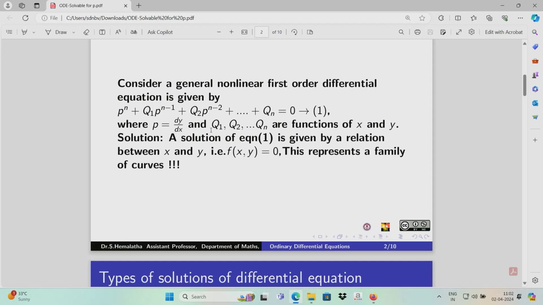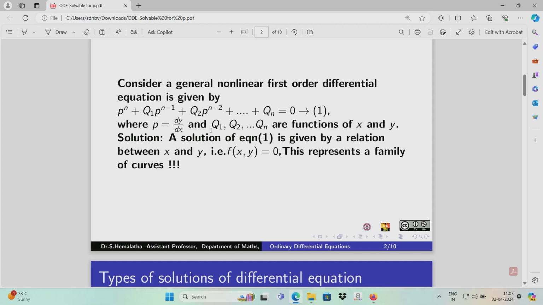Now, when we have to solve such equations, what do we mean by a solution? The solution of such an equation has to be free from differential terms, that is, a relation between x and y, which can be put as f of x comma y equals 0. Geometrically, this f of x comma y equals 0 represents a family of curves.